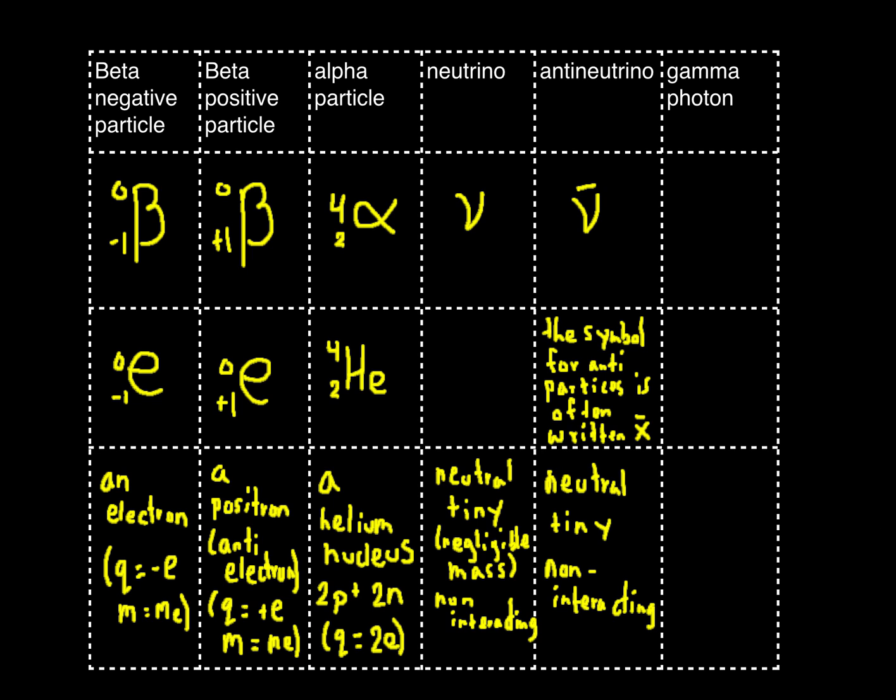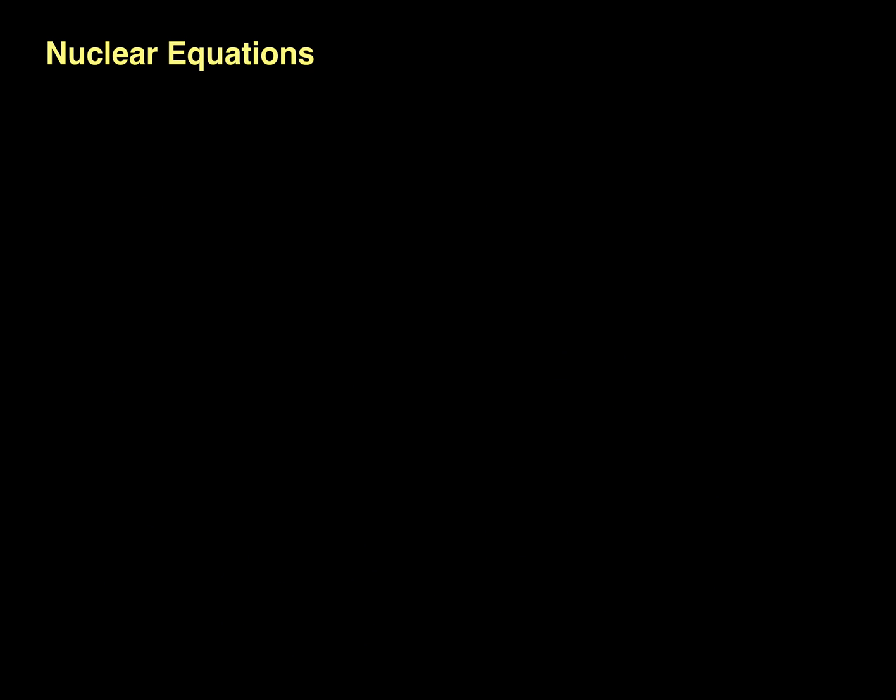Finally, we have the gamma photon, which is a particle of light. The symbol for the gamma photon is Greek letter gamma, with 0 nucleons and 0 charge. Sometimes it's written just as gamma. The gamma photon is a high-energy particle of light produced in nuclear reactions.